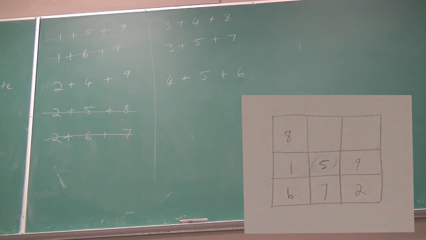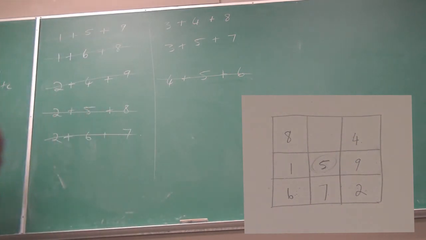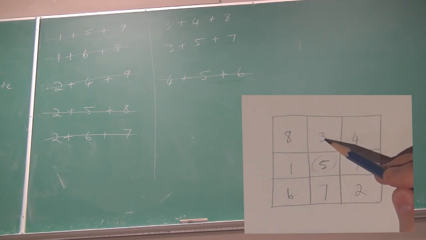Excuse me. Where do I want to go? Diagonal. 6, 5, and 4. Does it fit with this column one? Is there a 4, 9, 2? Yes, there is. And the last one has to be 3. Is there 8, 3, 4? Yes. 3, 5, 7? Yes.